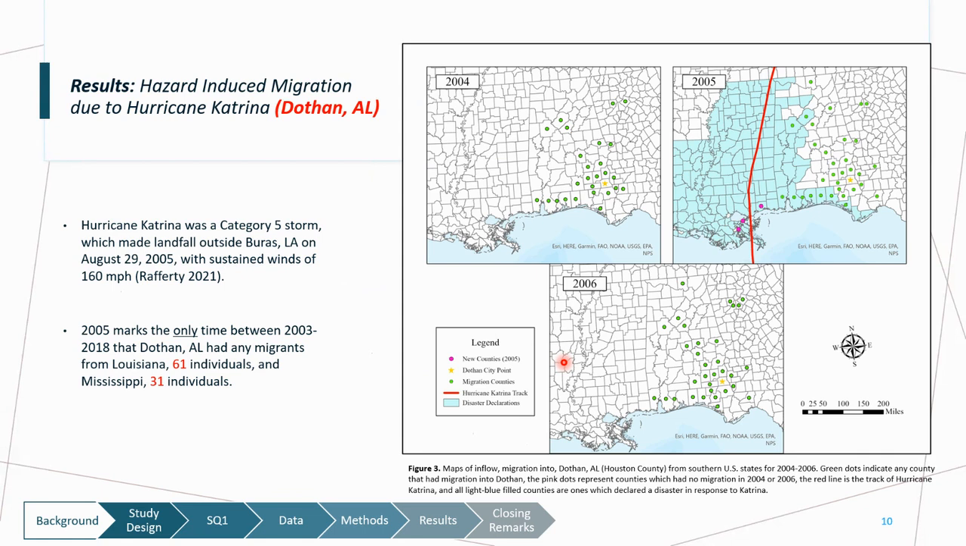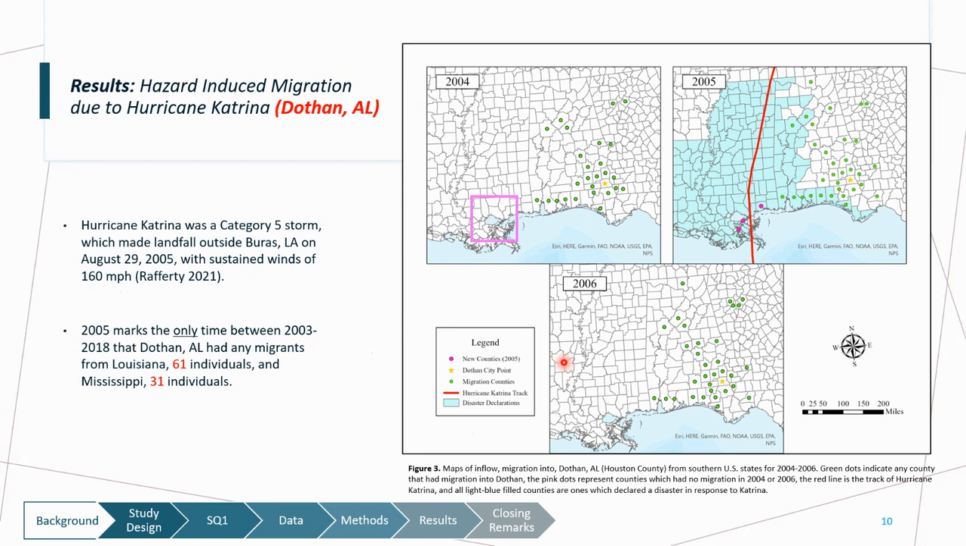Now first I'll go with the county or the small city scale, and then I'll show you what was happening nationally. Now this is Dothan. Dothan is a small city, around 60,000 population, and this was around 2005 when Katrina hit Louisiana and Mississippi. On the top map, the purple box is the Louisiana and Mississippi area, and you see there is no migration coming into Dothan, which is the yellow star. In 2004, there are people coming into Dothan, and the green dots are from where people moved into Dothan in 2004.